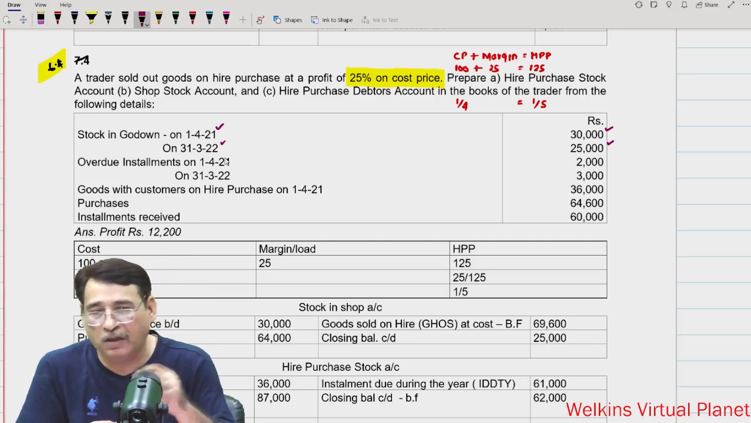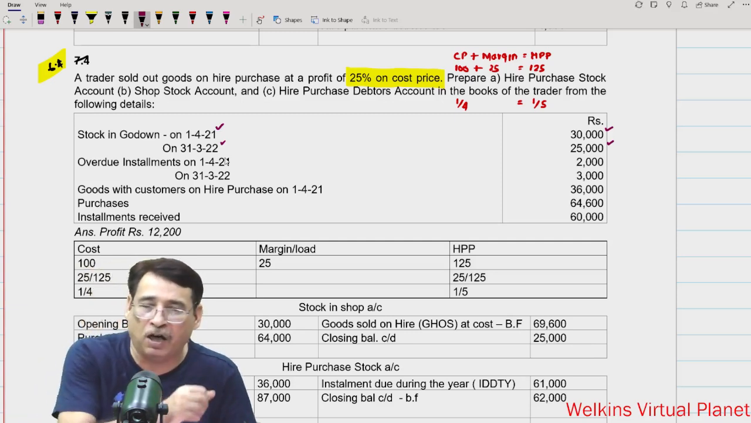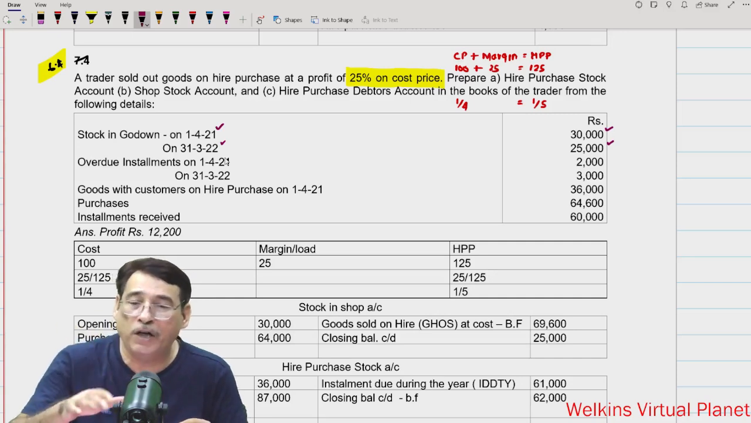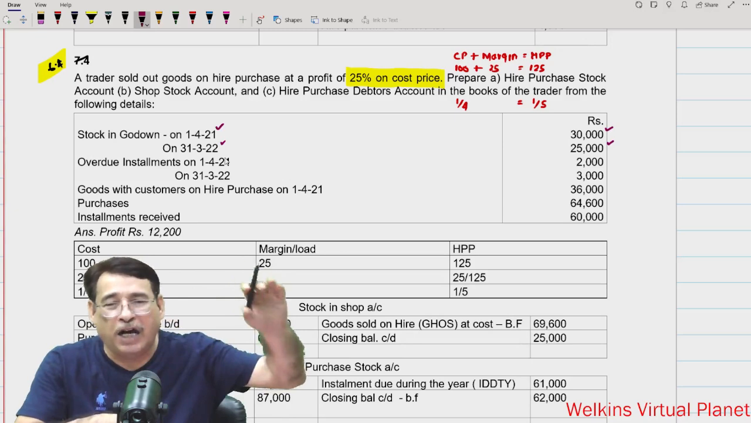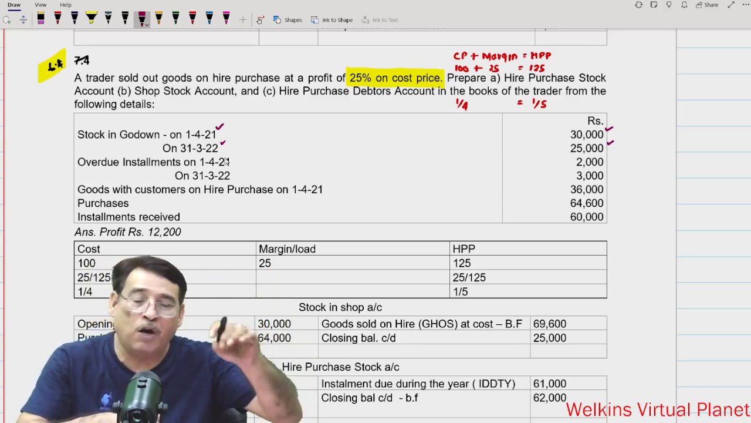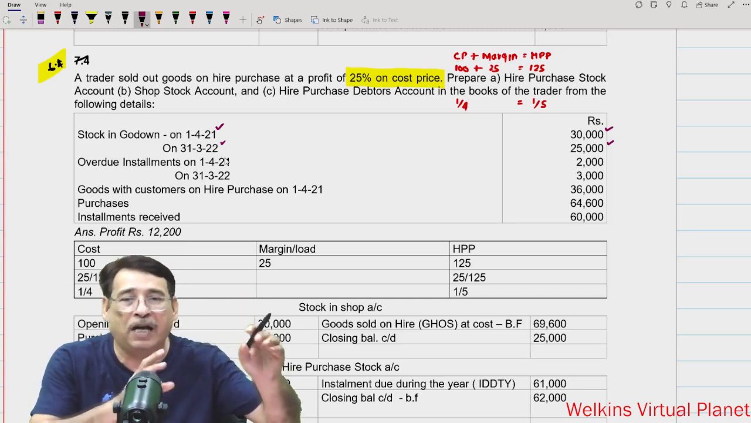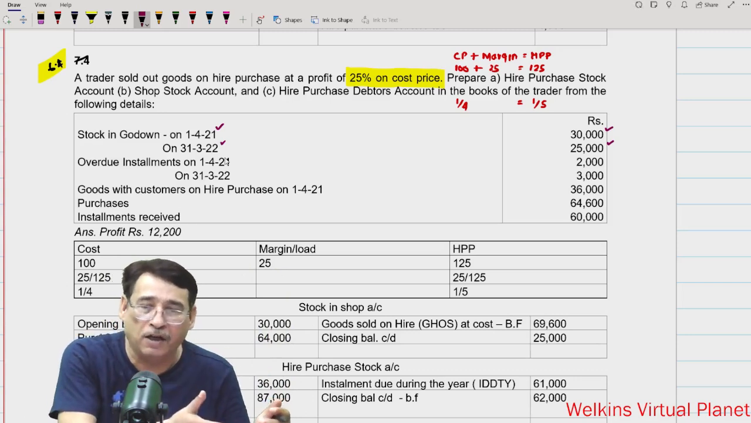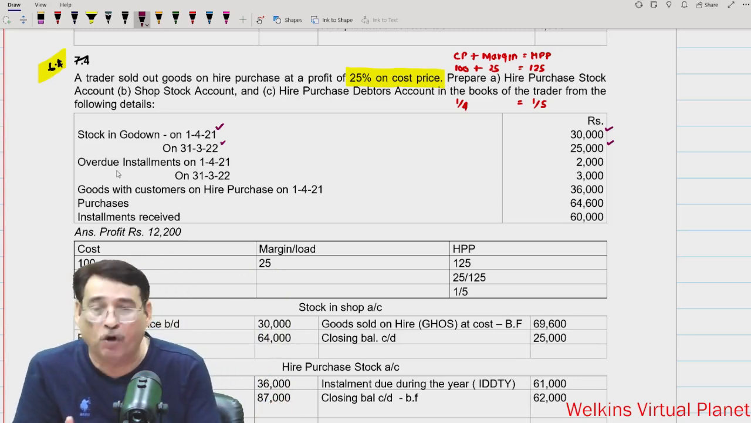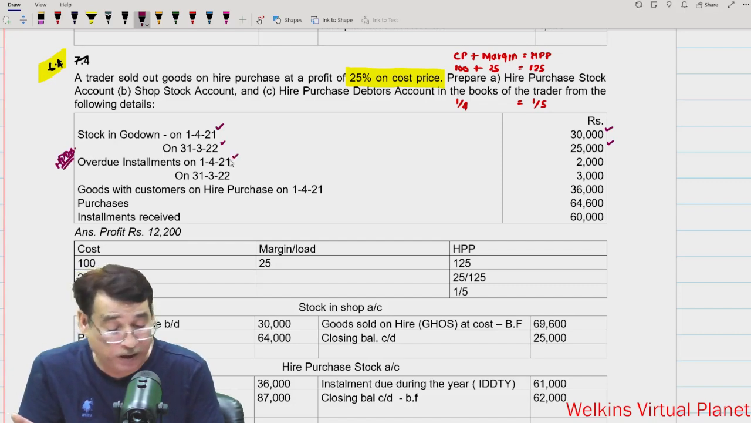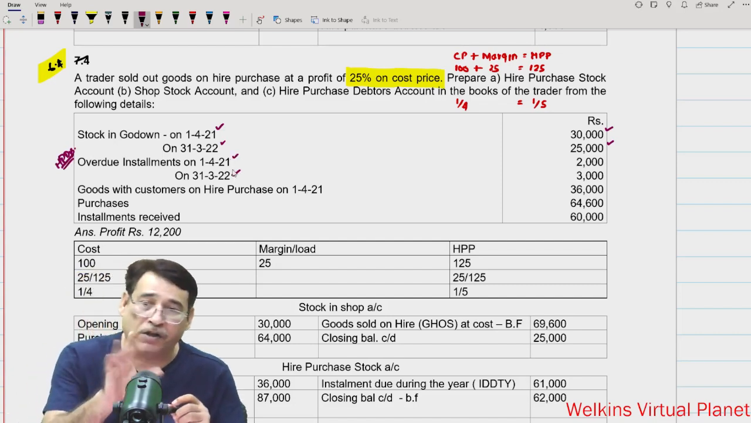For example, in the imaginary question which I did earlier, at the end of the year, two installments were not received. Two installments were not received in the current year. That means when I move into the next year, while preparing higher purchase debtors account, I will write them as opening balance. Indirectly, it means these installments have become overdue because you have crossed the date. So basically, this overdue installment information is always related to higher purchase debtors. So in the higher purchase debtors, I will write opening balance and closing balance. Is it clear to you or not?